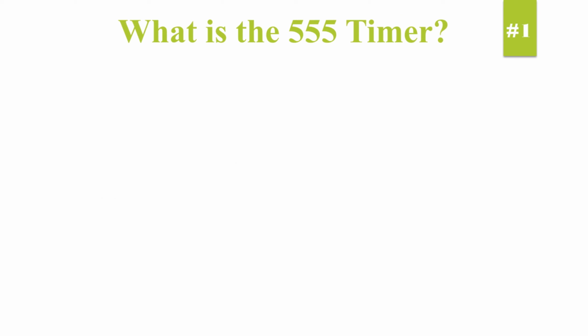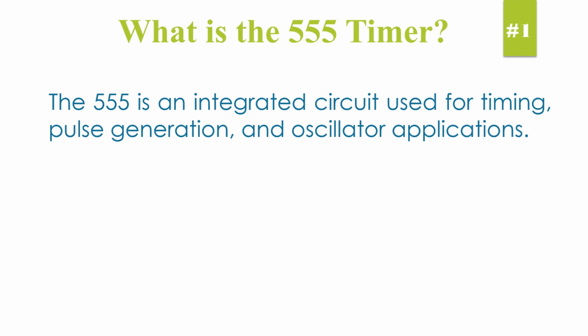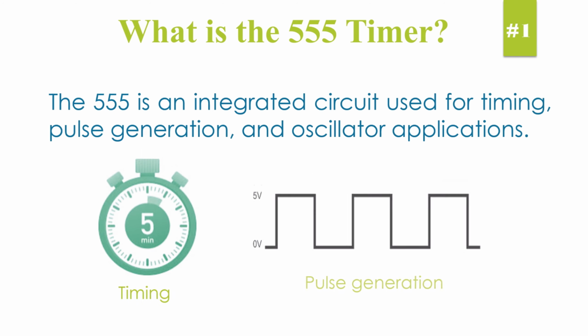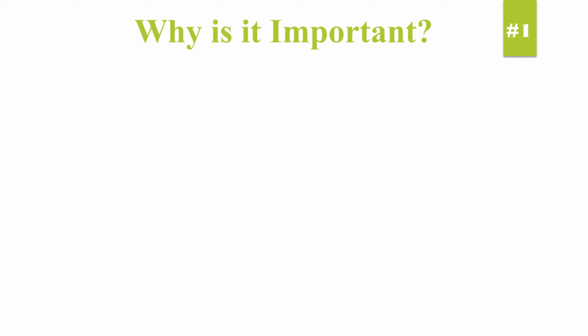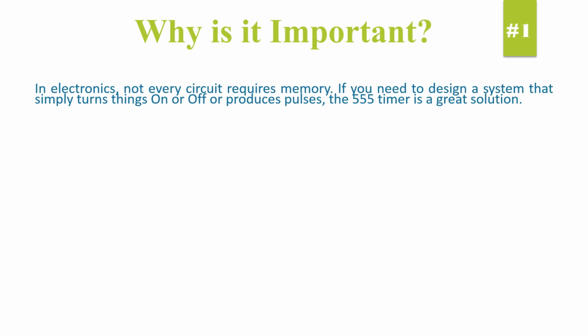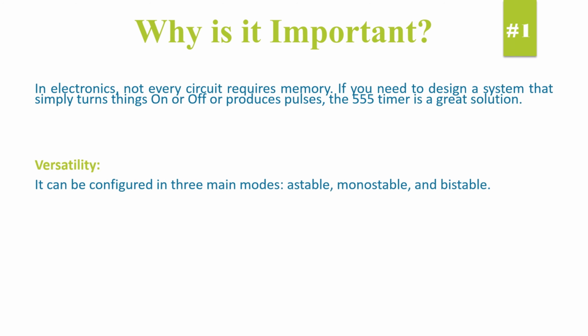What is the 555 timer? The 555 is an integrated circuit used for timing, pulse generation, and oscillator applications. Why is it important? In electronics, not every circuit requires memory. If you need to design a system that simply turns things on or off or produces pulses, the 555 timer is a great solution. It can be configured in three main modes: Astable, Monostable, and Bistable.